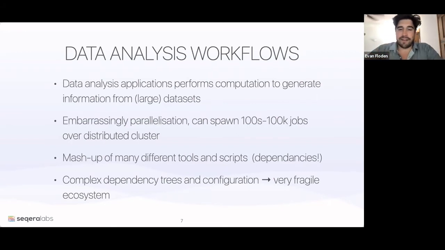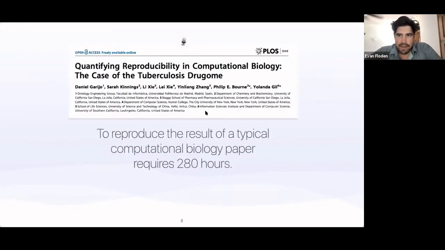Here's a quick example showing what can happen when trying to reproduce a particular paper. This showed it takes around 280 hours to reproduce a typical computational biology paper. And this is because even if you have the methods and you've got all the software and all the versions, et cetera, it's still incredibly difficult to recreate. You'd think this should be relatively easy nowadays, given that everything is in silico and you should be able to describe the experiment successfully.